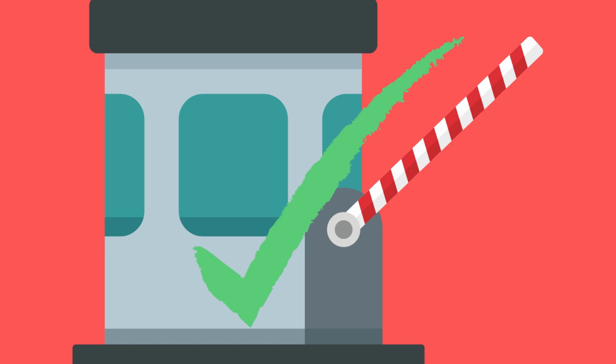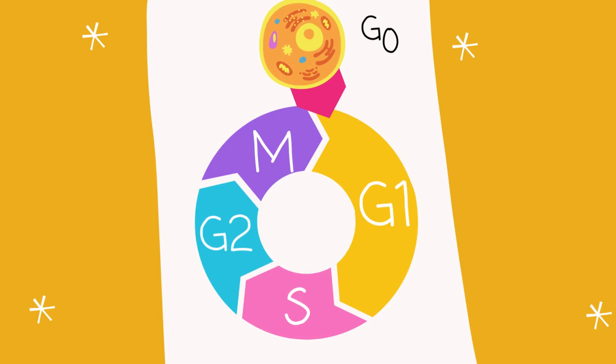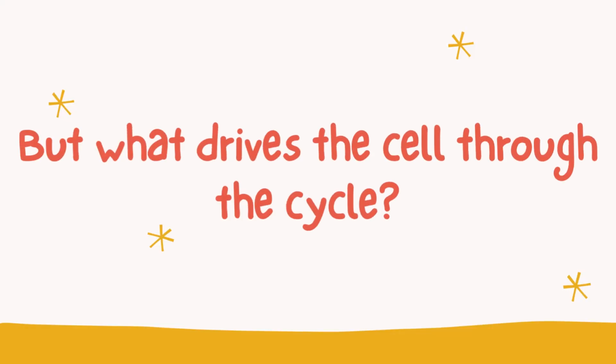But if the cell gets the go-ahead at the checkpoints, it can enter mitosis, and it divides into two identical daughter cells. The daughter cells can either enter the cycle again or go back into rest, the G0 phase. But what drives the cell through the cell cycle?